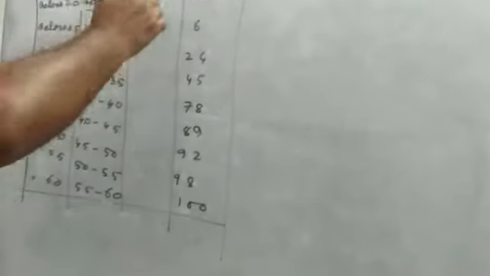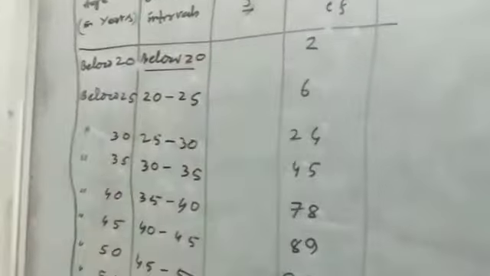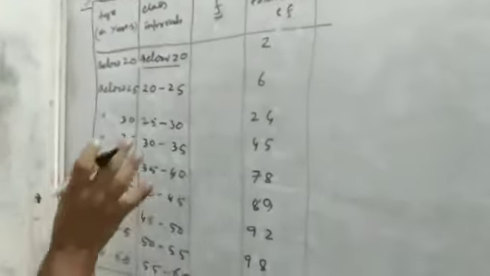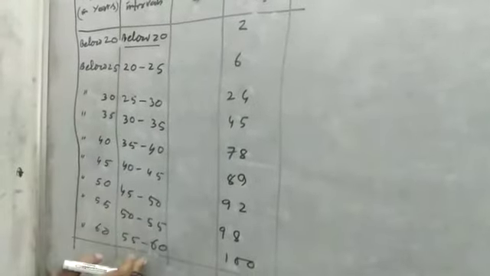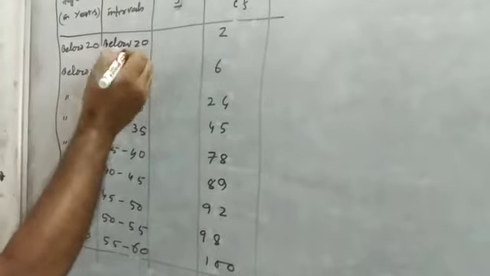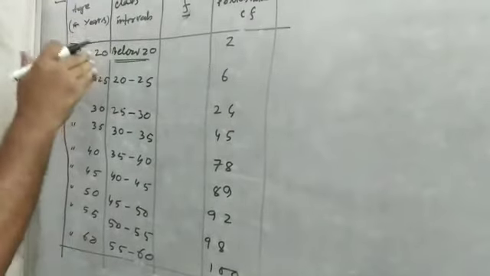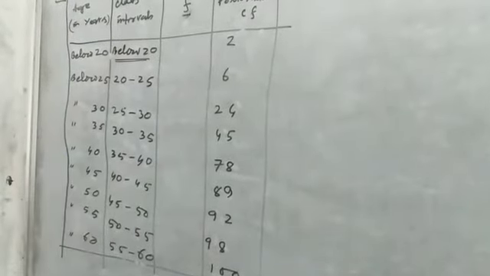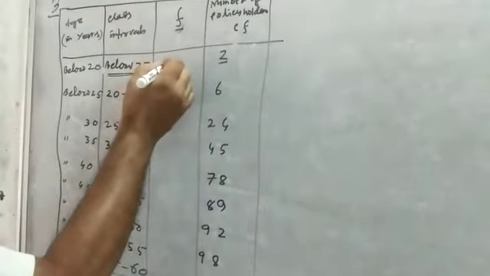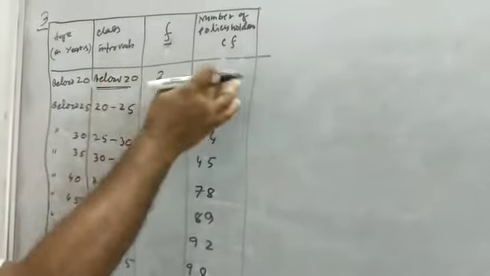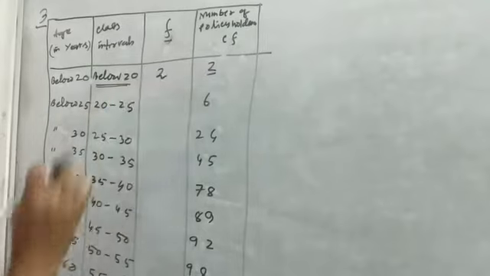Now you see CF is given, how to find the frequency? We must find the frequency. We got the class intervals because the size is 5. The first one we keep the same because the minimum age is given as 18, so we cannot write 15 to 20. So below 20 we will write, and the others we have written. Now see how to find F from CF. The first CF will not change, that is the first frequency.